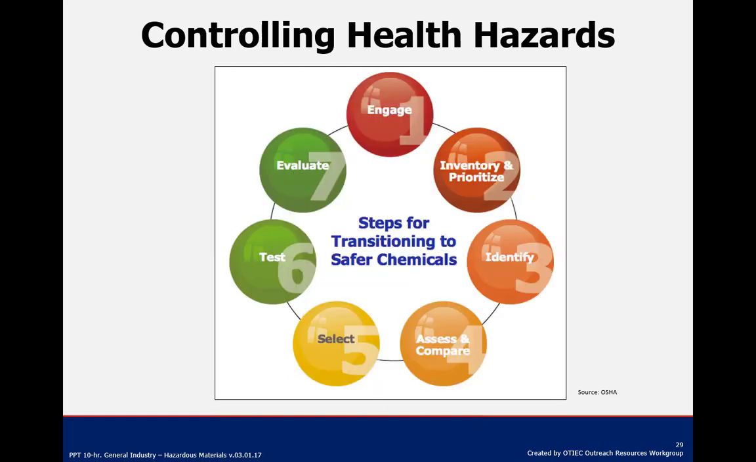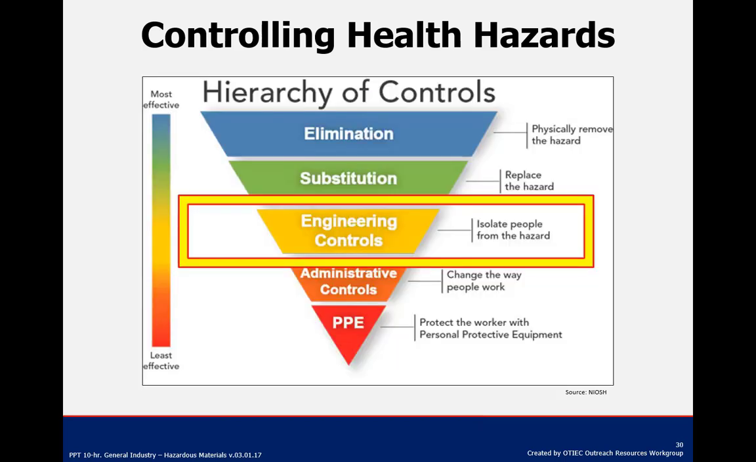Again, looking at the hierarchy of controls, controlling health hazards, elimination or substitution controls can be accomplished by transitioning to safer chemicals. So engage, do an inventory, prioritize, identify, assess and compare, select, test, and evaluate is a good way to evaluate the efficacy of the chemical that you're using.